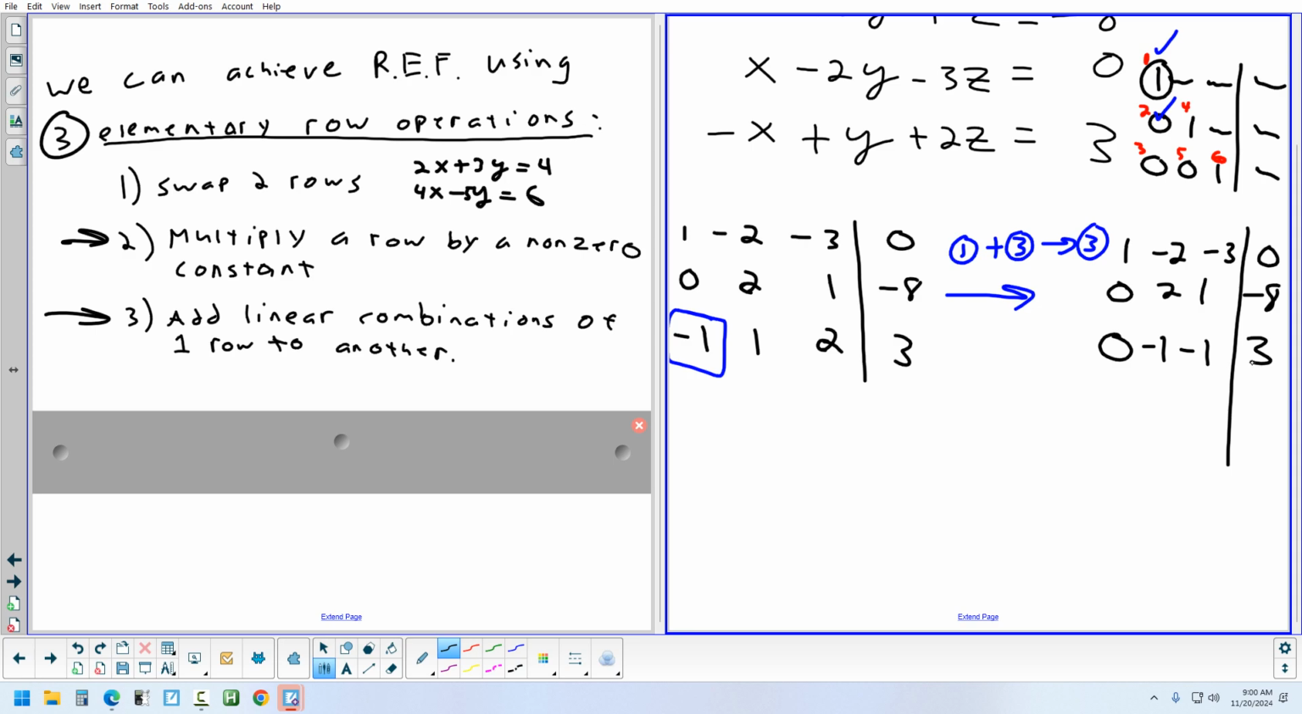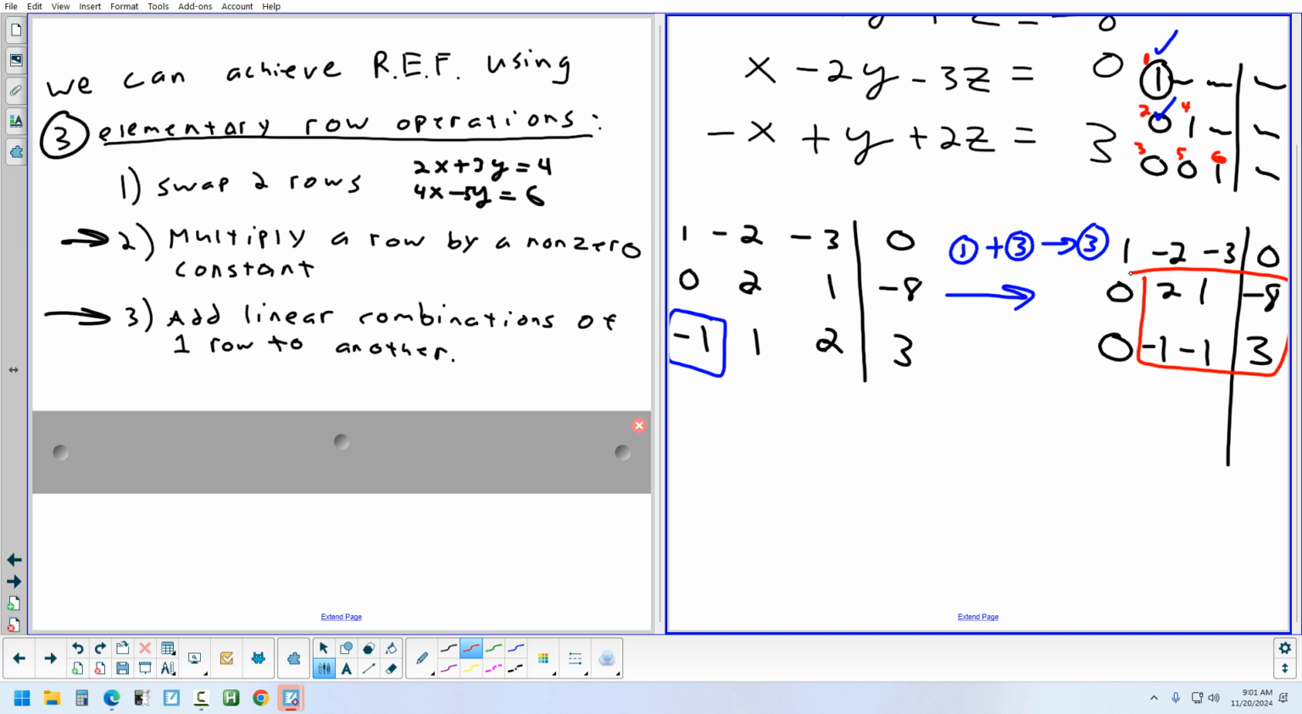So once you get that first column with a 1 in the top and a 0 and a 0, you've now turned your problem into this. There's an x and a y, and another x and another y. So effectively, we just eliminated the x's from equation 2 and equation 3. That's what we just did. Now we got to eliminate another letter.